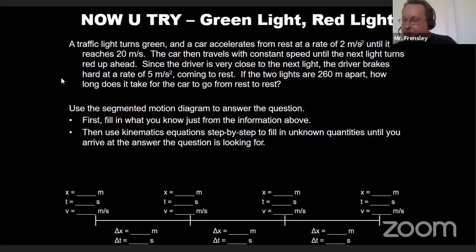All right. So the two lights are 260 meters apart. So the question is, how long does it take to go from the first green light to the next red light? All right, so here we go. Fill in everything you know, and then try to logically deduce your way to the rest of it. All right, here we go. 4 minutes, on your mark, set, go.